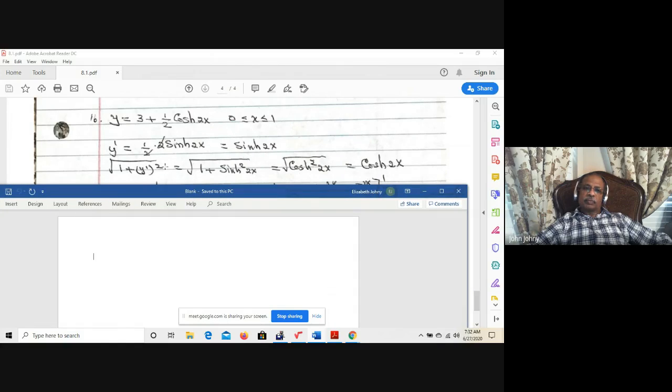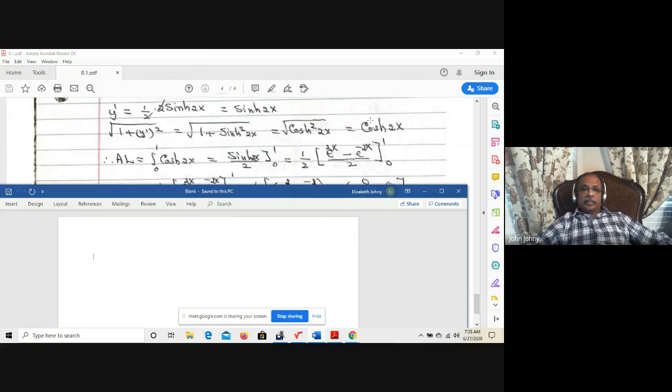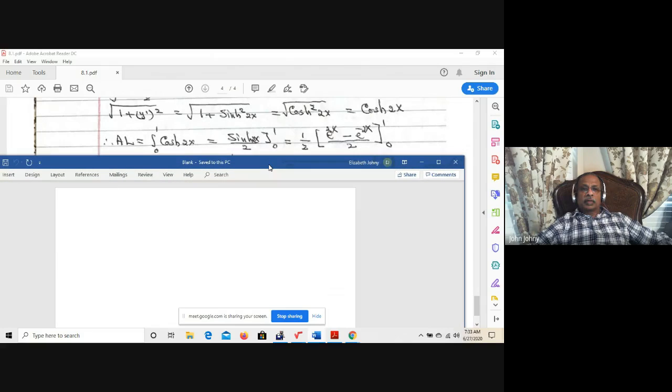The square root of 1 plus y prime square is equal to the square root of 1 plus sinh square 2x. 1 plus sinh square x is cosh square x, because there is an identity: cosh square x minus sinh square x is equal to 1. So 1 plus sinh square 2x is equal to cosh square 2x, and its square root is cosh 2x. And therefore the arc length is the integral from 0 to 1 of the square root of 1 plus y prime square dx.